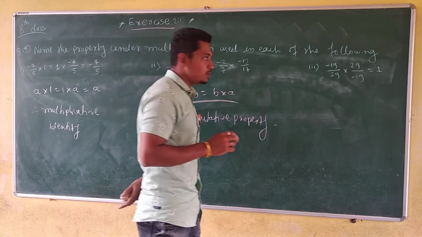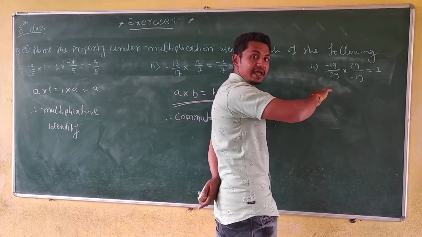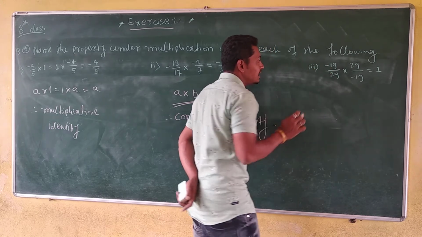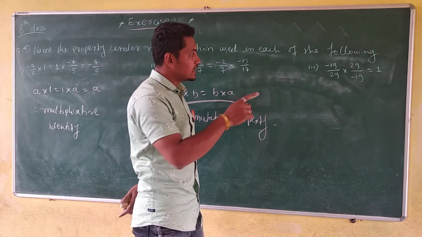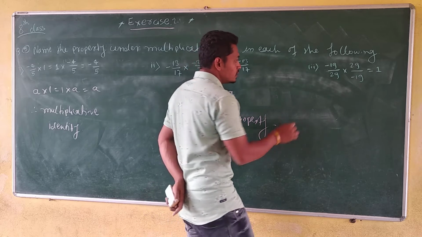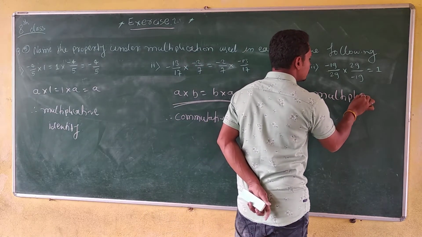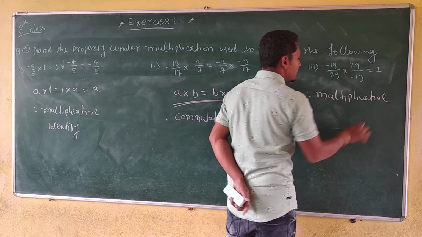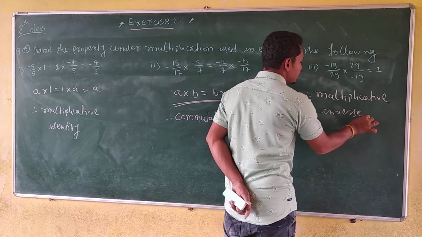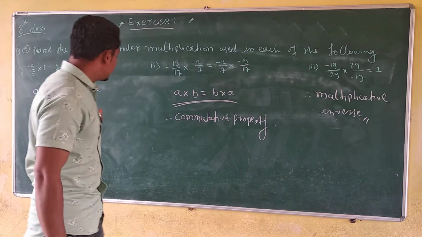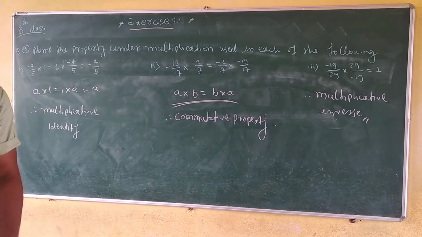Next, the third one: minus 19 divided by 29 into 29 divided by minus 19 is equal to 1. This means the multiplicative inverse of minus 19 divided by 29 is 29 divided by minus 19, so our answer is 1. Our property is the multiplicative inverse. Please note this down, and now we shall move towards question number 6.